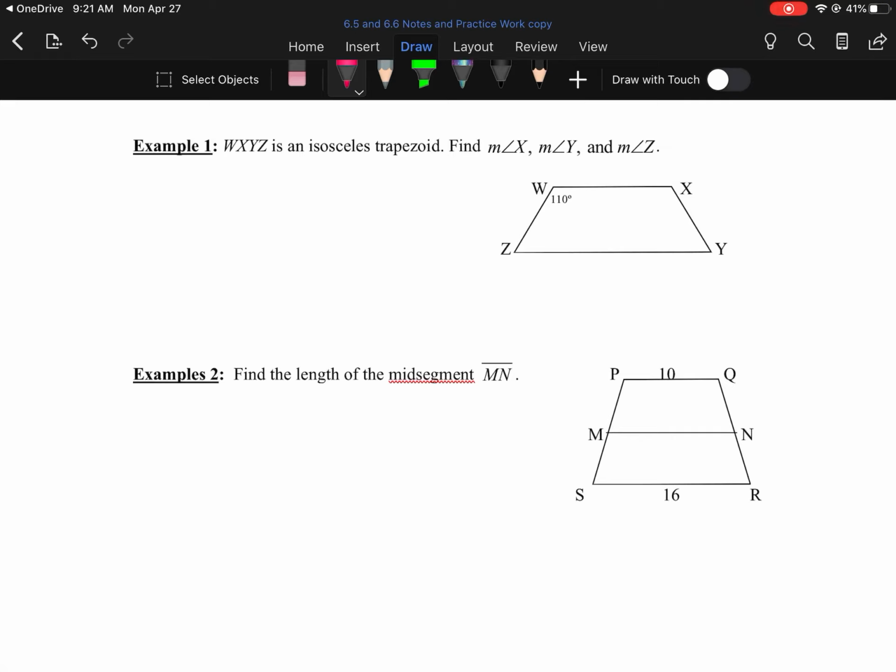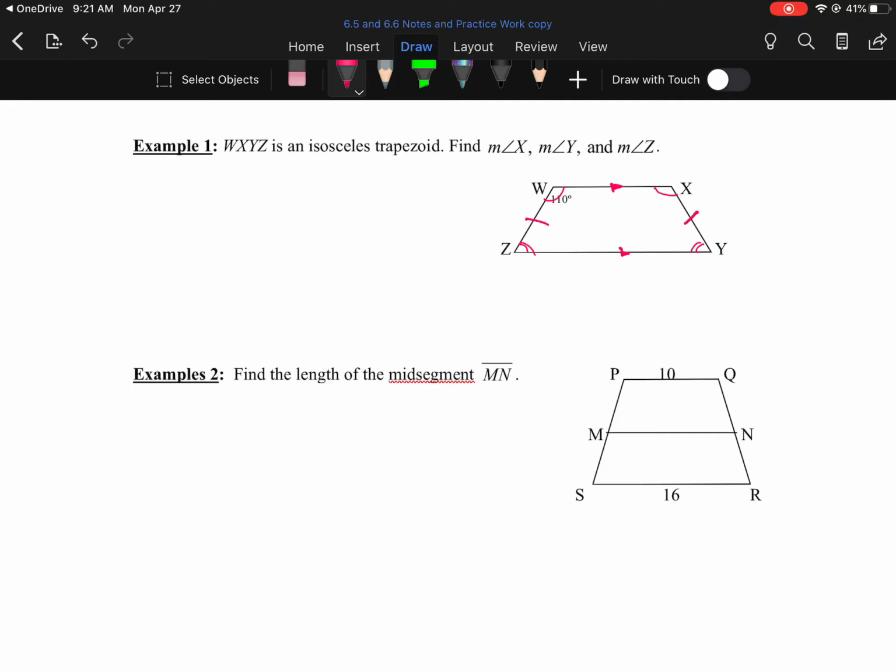All right, so example 1. It says WXYZ is an isosceles trapezoid. We have to find the measure of angle X, angle Y, and angle Z. If it's an isosceles trapezoid, we know these two are parallel. We know those two sides are congruent. We know those two bottom angles are congruent, and the top two angles are congruent.